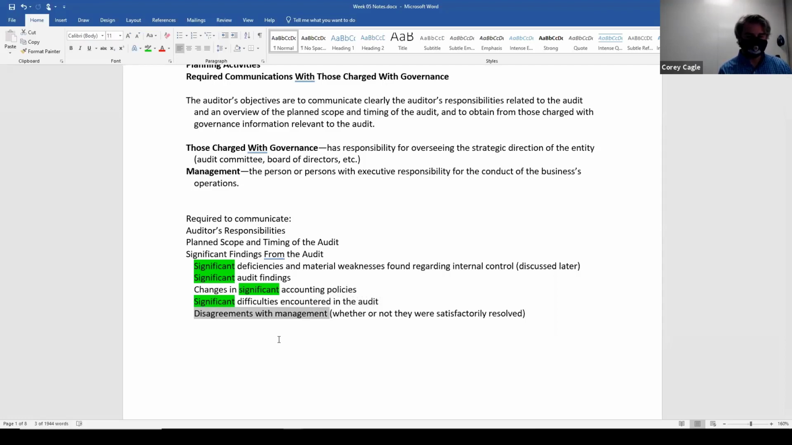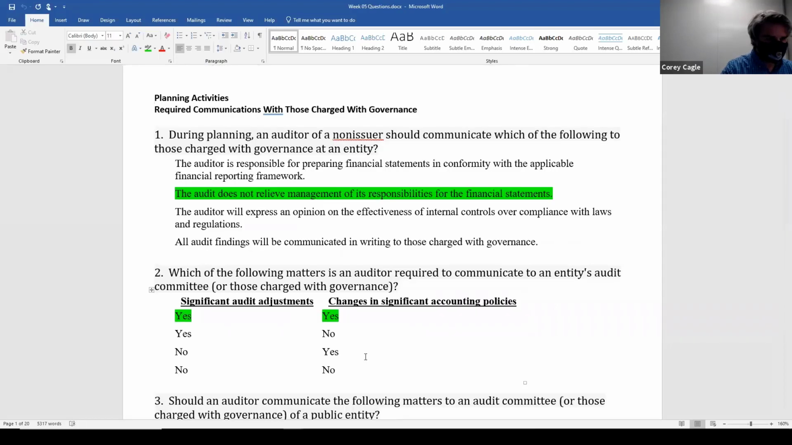But yeah, these are easy. And as you see, as you go through these problems, significant jumps out at you on almost all of them. So that makes this kind of easy. Anything significant, you should communicate to those charged with governance. One is kind of easy. It's not really a question about what to communicate, but more of a question of which of these is and isn't true.